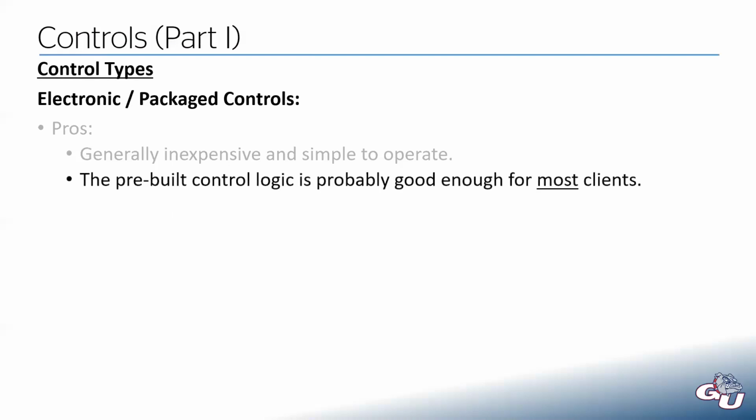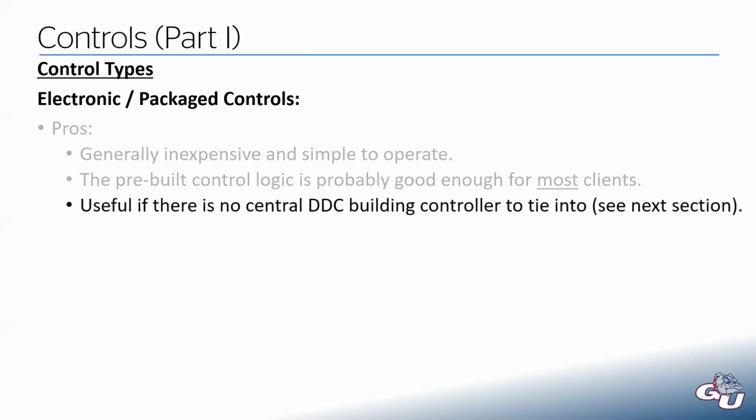The advantages of electronic or package controls: they're generally pretty inexpensive and they're pretty simple to operate. And the controls that the manufacturer offers is usually good enough for most clients. Not all clients want this, but for most clients, this is fine. This is especially true if there's no central DDC building controller to tie into. DDC controls being the next control option that we're going to talk about.